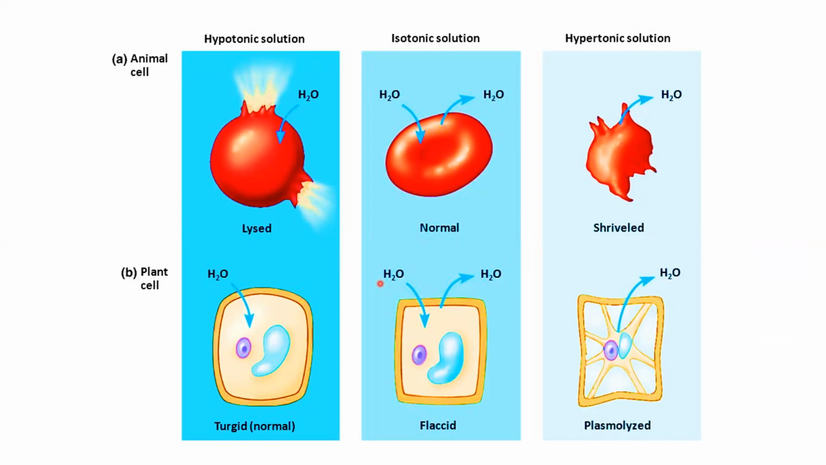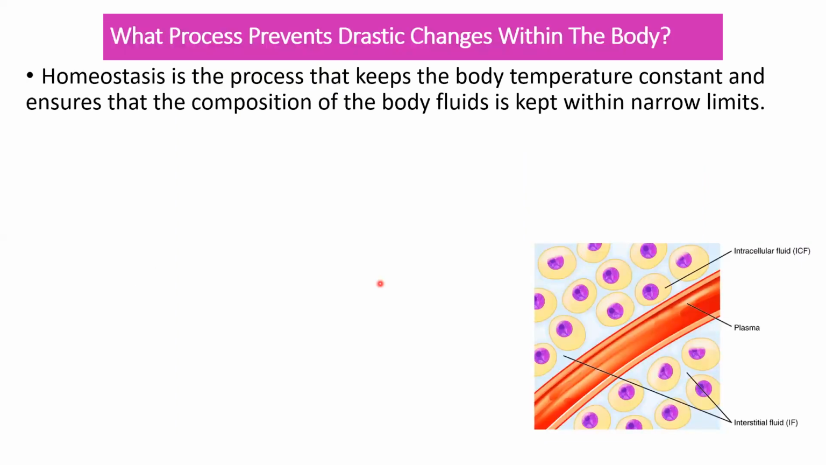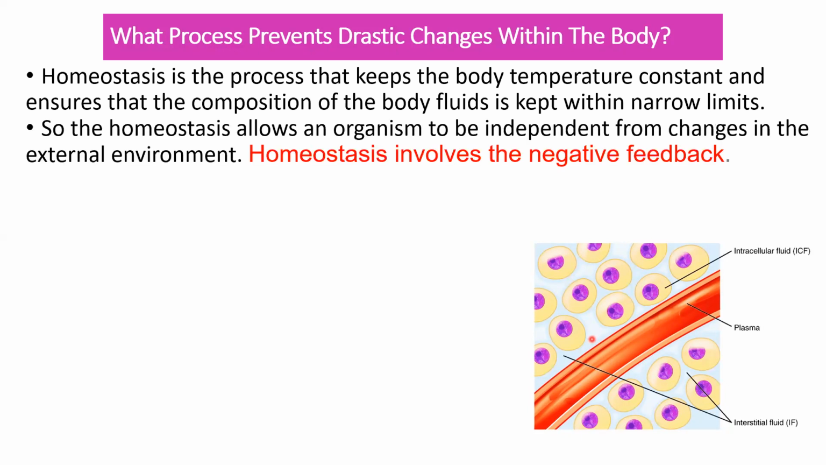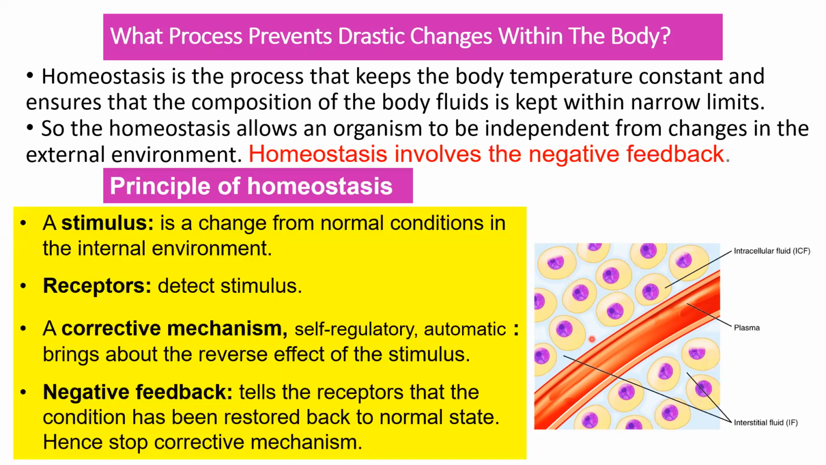Okay, next, you are all very familiar that the tissue fluid or extracellular fluid is surrounding all your cells, and its concentration matters for homeostasis, and it should be kept within narrow limits. And homeostasis basically involves the negative feedback mechanism. So what is the principle behind that?